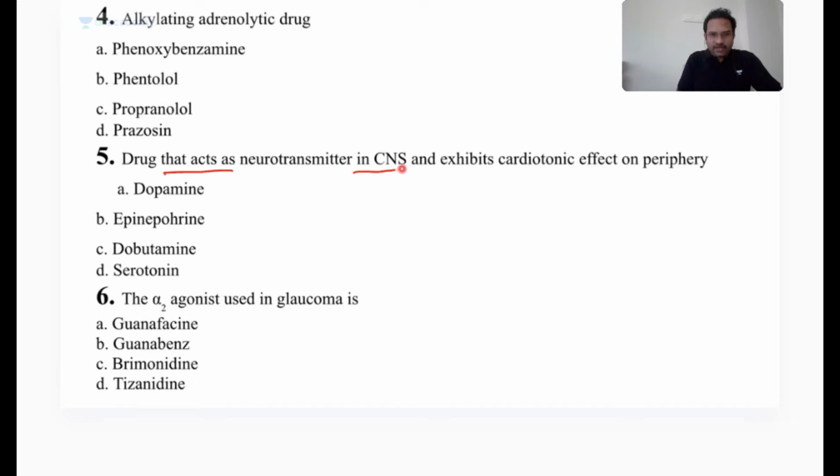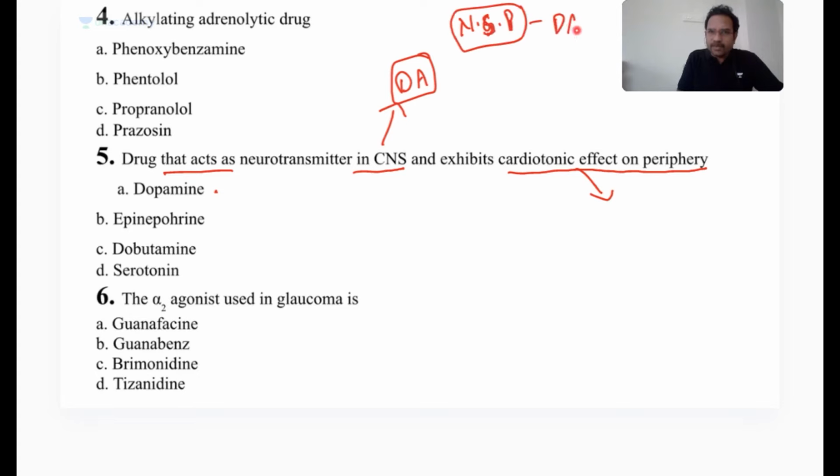Drug that acts as a neurotransmitter in CNS and exhibits cardiotonic effects on the periphery. Understand this one. A drug which is acting as a neurotransmitter in CNS but has cardiotonic effects on the periphery. Now look at dopamine. Dopamine is a neurotransmitter in CNS for many neurons. The best example is the nigrostriatal pathway. There, the neurotransmitter is dopamine.